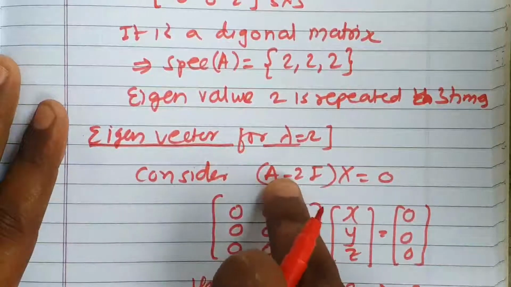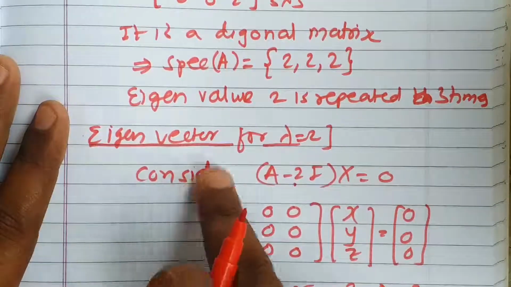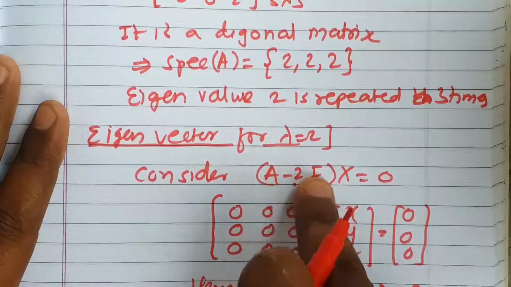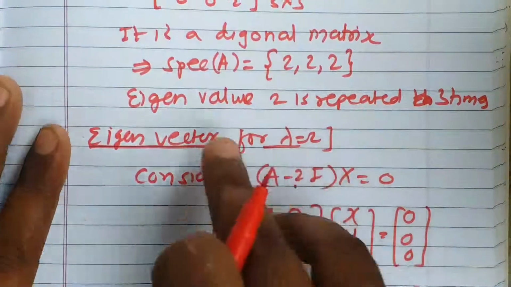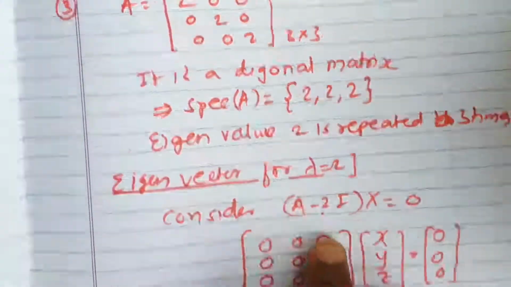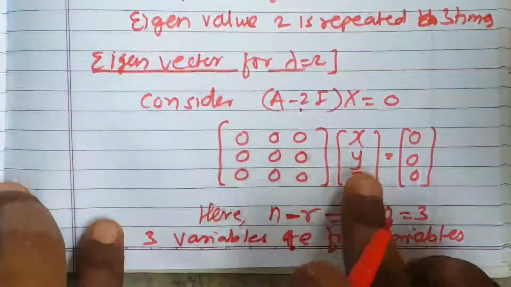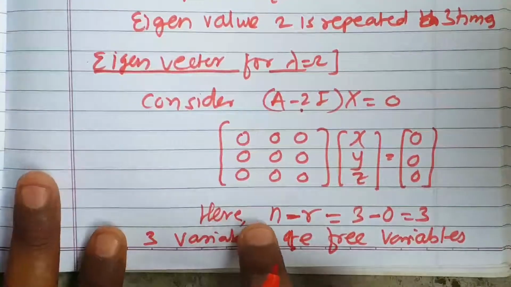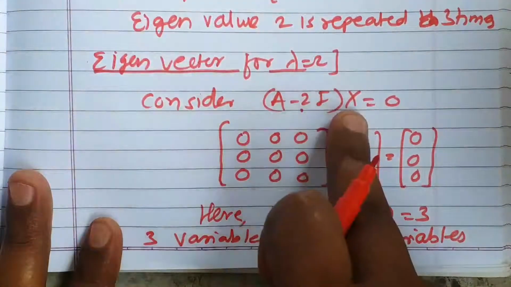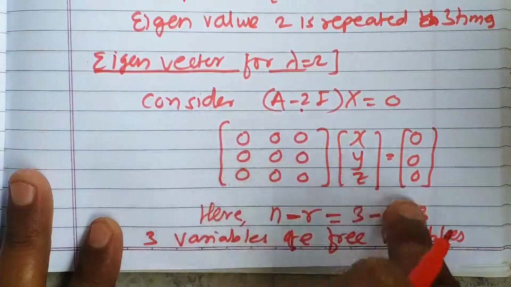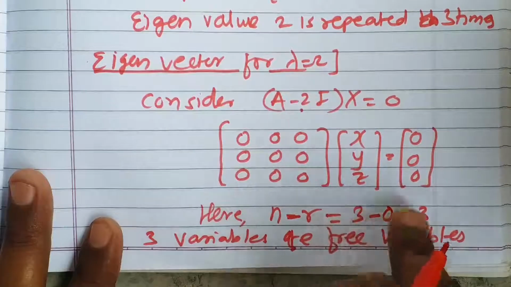Which matrix? This matrix, A minus 2i. For calculation of the eigenvector, we consider the equation (A minus 2i)X equal to 0. 2i is the matrix with 2, 2, 2 on the diagonal. The same matrix we have here, so the difference between these two will be 0, 0, 0. The entire matrix is 0, times x, y, z, equal to 0. Now if you see this difference, n minus r, n is the number of unknowns, 3, and r is the rank of this matrix. What is the rank of the 0 matrix? 0. So the difference is 3 minus 0, that is 3.